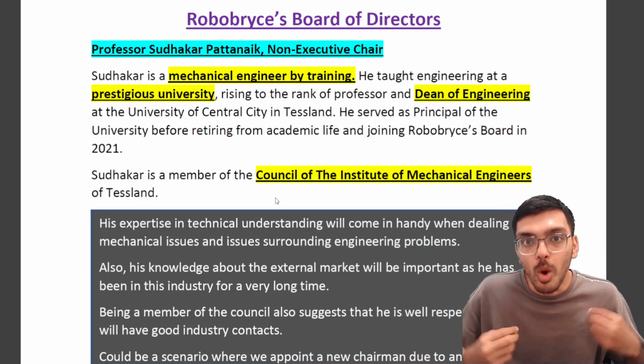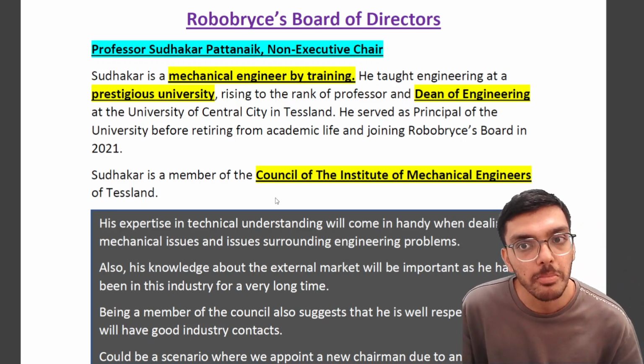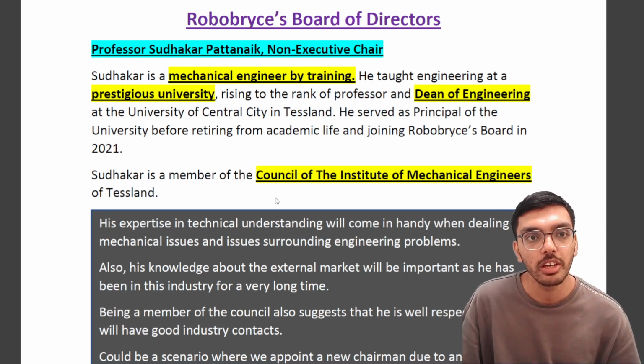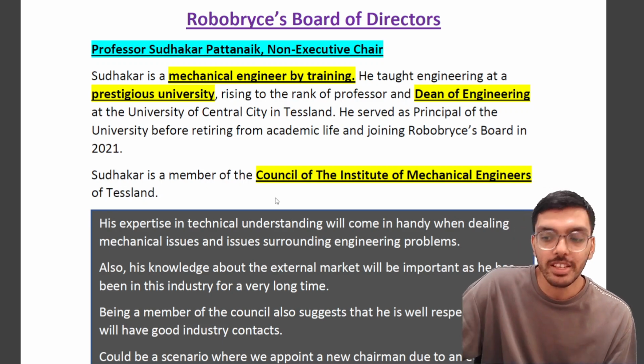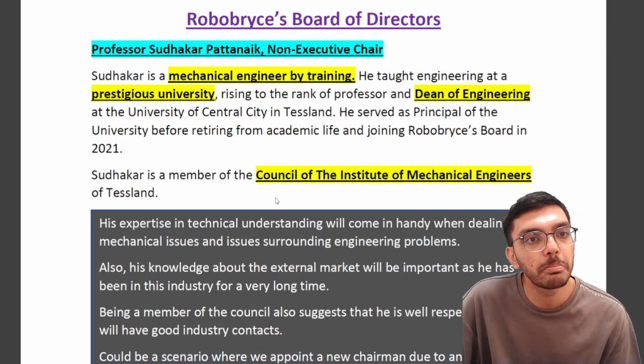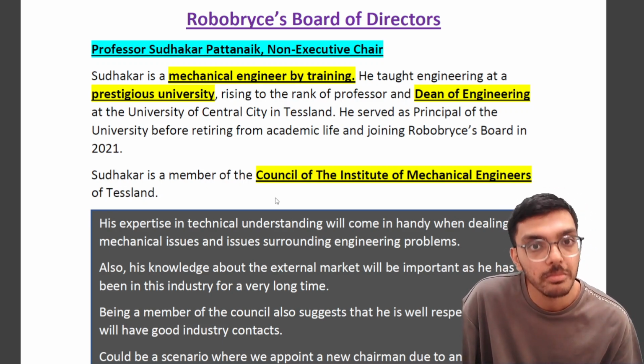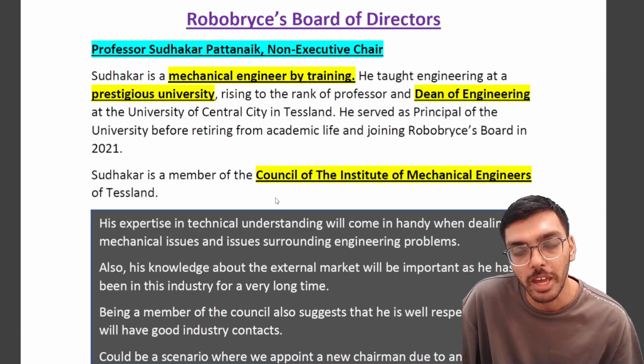Secondly, one way which I like to suggest my students for integration is by using director names. So for example, let's start with Professor Sudhakar Patnaik, who is the non-executive chairman.